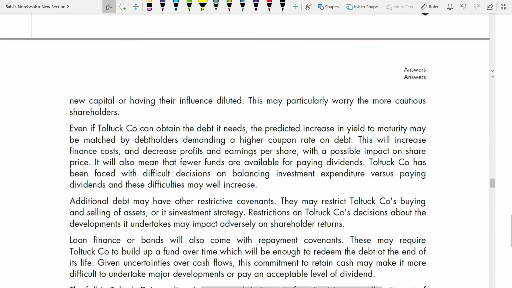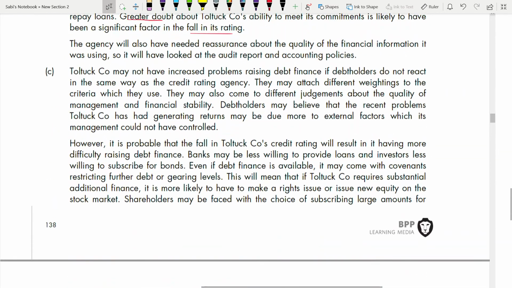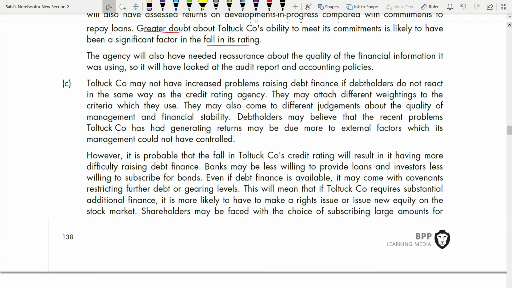Part C is also quite lengthy, but I really have to go through this because then I have to explain it also. Toltuck may not have increased problems raising debt finance if debt holders do not react in the same way as the credit rating agency. So what is the first point saying? It is not necessary that if your credit rating is reduced, the debt holders will also react in that way. Maybe they are not reacting so much to the ratings. It's just possible. So if they don't react in the same way as the credit rating agency, then there won't be much problem for the company.